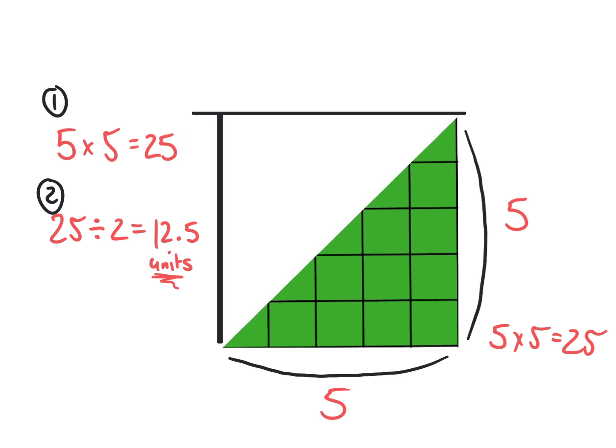Take some time to pause this video and think about what I've done. I've thought about what is missing. We can see that half a square is missing. So we can say to ourselves, if we had a full square, one whole square, and it was an array of 5 times 5, it would equal 25 units. And then if I halve that square, I could say that half of the square is what we have, which is 12.5 units.